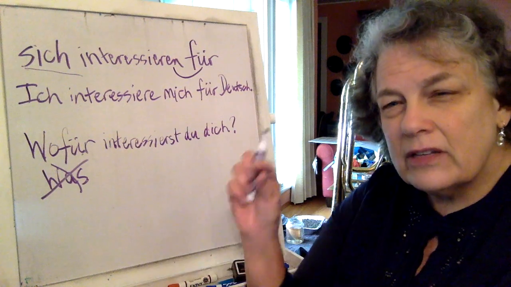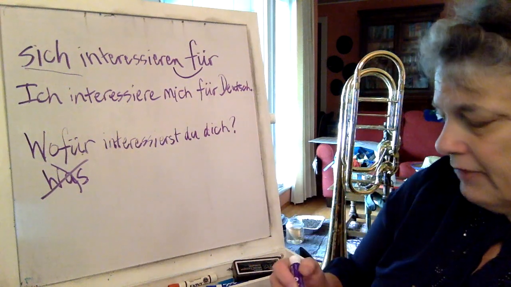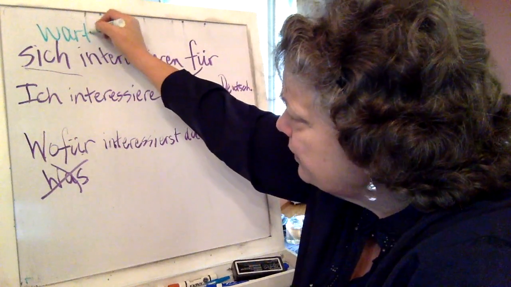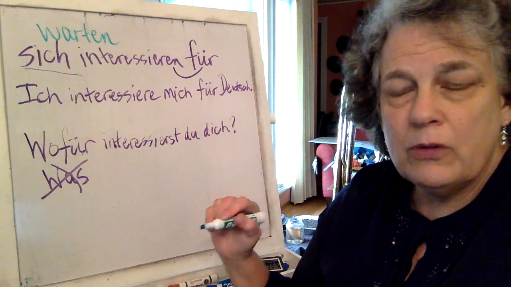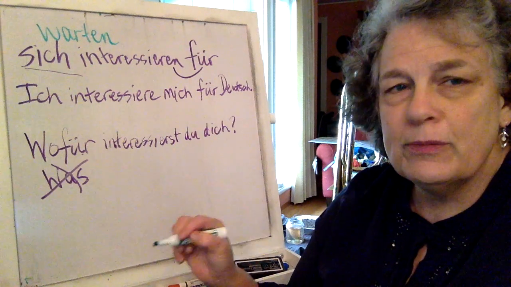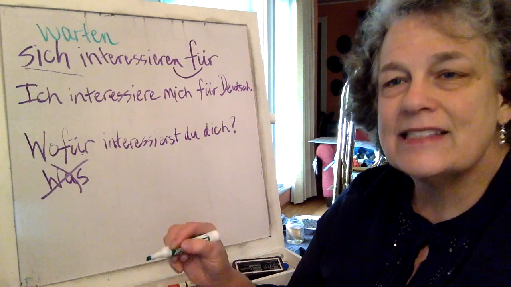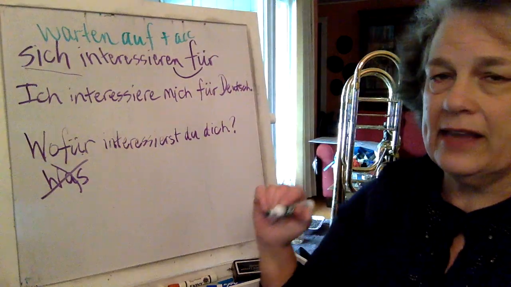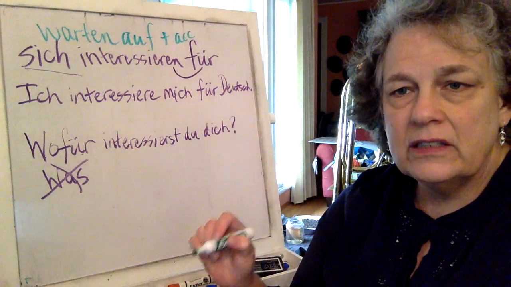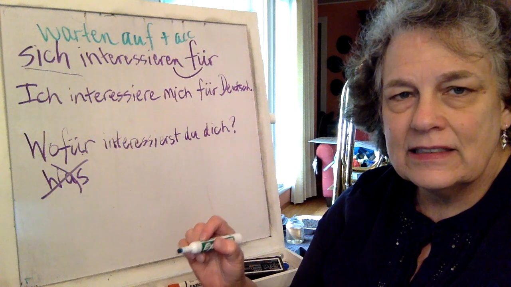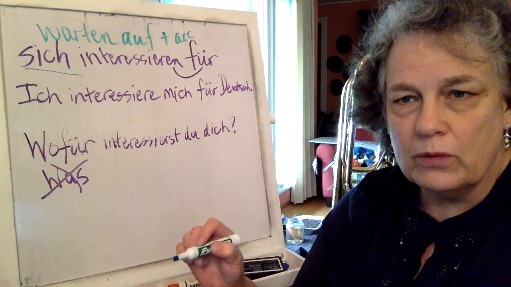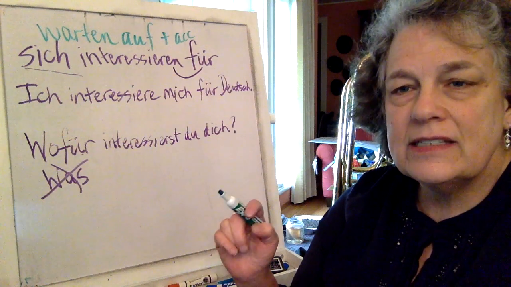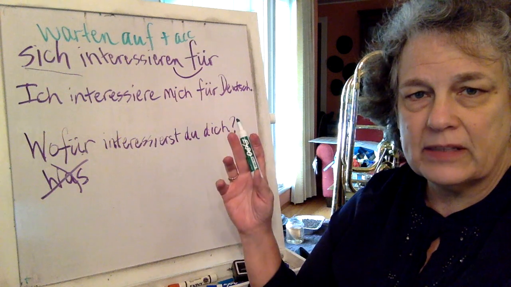The only other little caveat I have to say: you remember that we have the verb warten. You know that means to wait. And if you want to wait for something, in German it's not für, it's auf. And it always uses the accusative case. So, ich warte auf dich means I'm waiting for you. If I'm waiting for the bus, ich warte auf den Bus, because it's plus accusative.